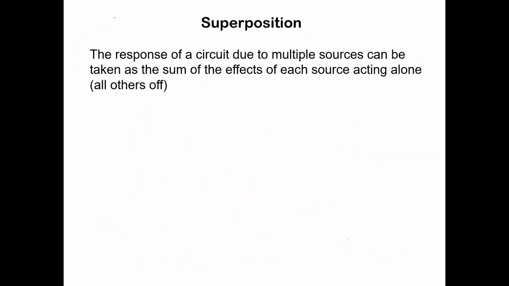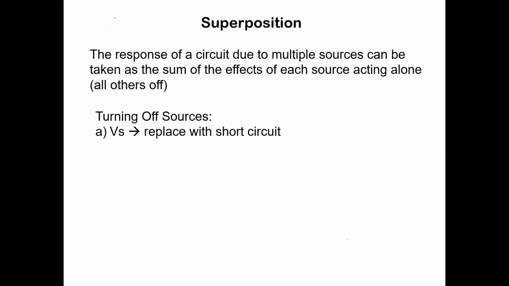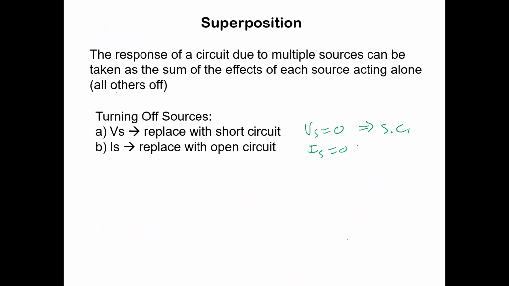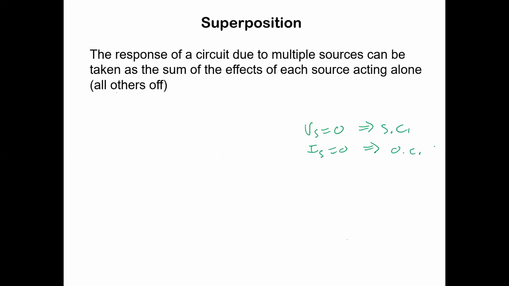The response of a circuit due to multiple sources can be taken as the sum of the effects of each source acting alone with all other sources turned off. And so turning off sources means you're replacing a voltage source with a short circuit, in which case the Vs equals 0. We call that a short circuit. And a current source with an open circuit, a current source that's set to 0, is just like an open circuit.